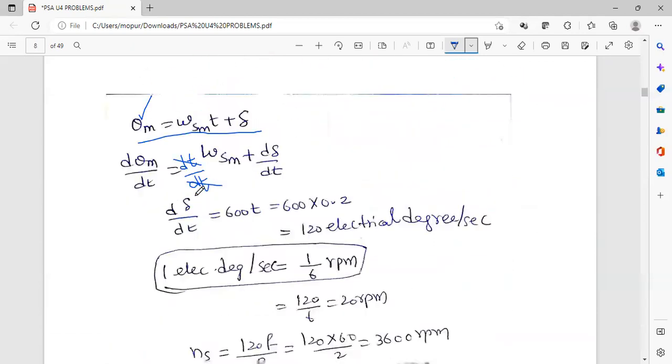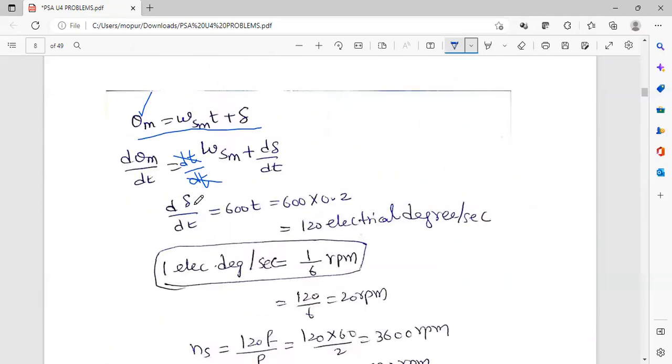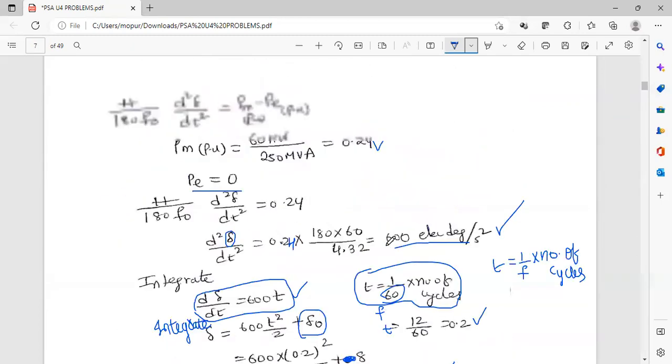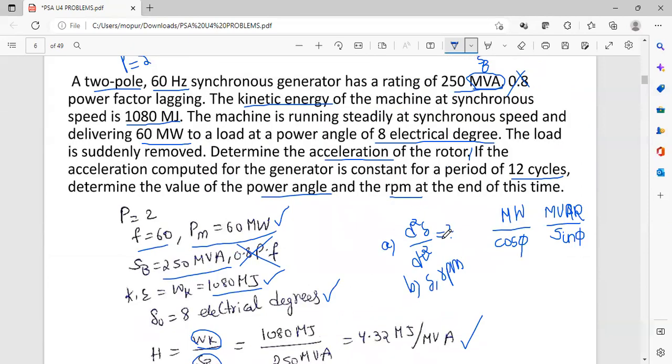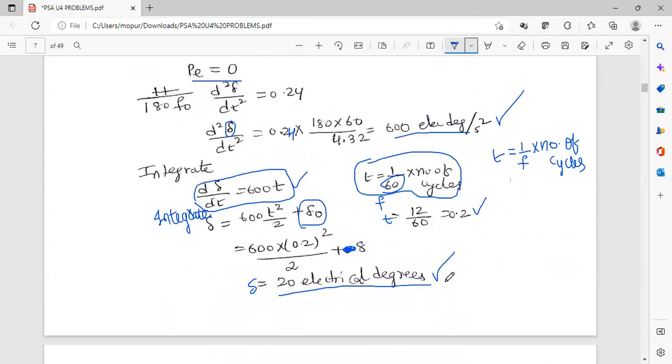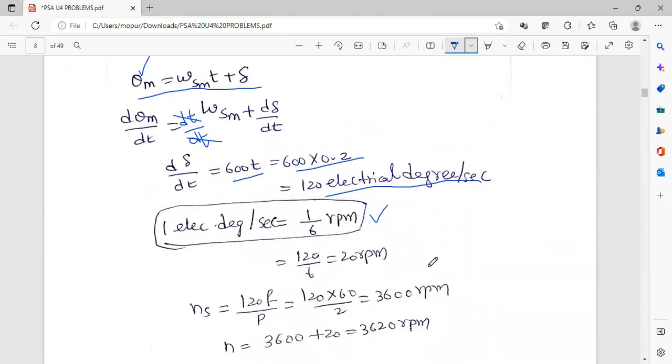So we can find this. D square del by dt square is equals to 600, and d del by dt is equals to 600t, where t is 0.2. So we got d del by dt is equals to 120 electrical degrees per second. Now we know that 1 electrical degree per second is equals to 1 by 6 RPM. I need to convert this into RPM because they had asked for the speed in RPM. So converting this electrical degree per second into RPM, I got 20 RPM. Now this term I had found out.